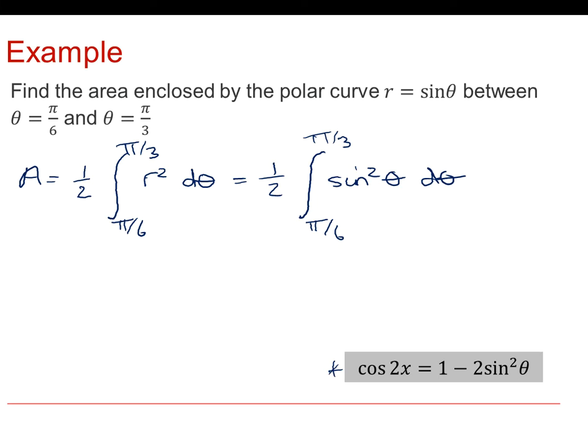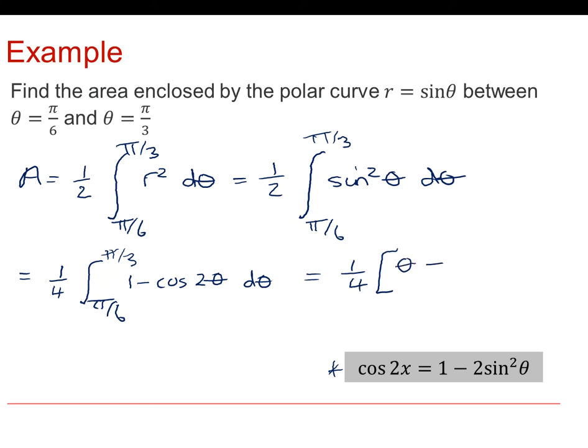Luckily, we have double-angle formulae that we can use, and because when we're looking at areas enclosed by polar curves we're dealing with r squared, we'll often have functions that we need to use double-angle formulae for. So I'm going to take another half outside of the integral. It's your choice as to whether you do this or not. And then that becomes 1 minus cos 2 theta d theta, which when we integrate it will give us theta minus sine 2 theta over 2.